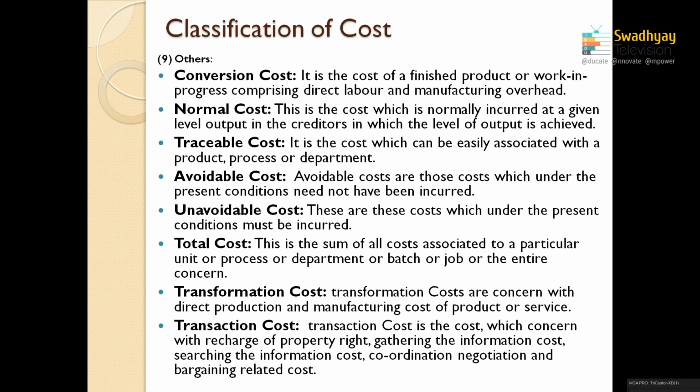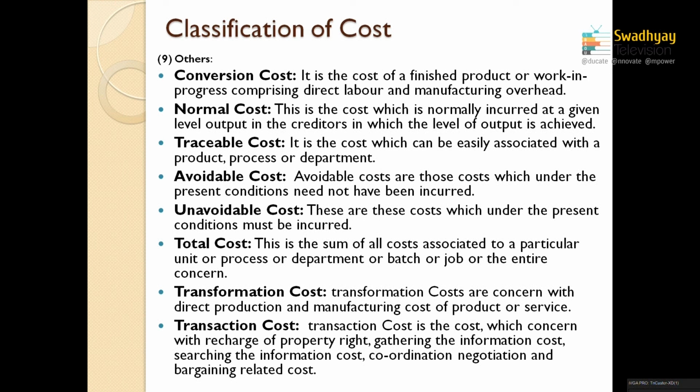Unavoidable cost means that in any circumstances, if you are not able to avoid that cost, it is an unavoidable cost. Total cost is the cost actually incurred for a particular product, in general or in total. Transformation costs are costs directly involved in the manufacturing of a product or rendering of services; it is called a transformation cost.